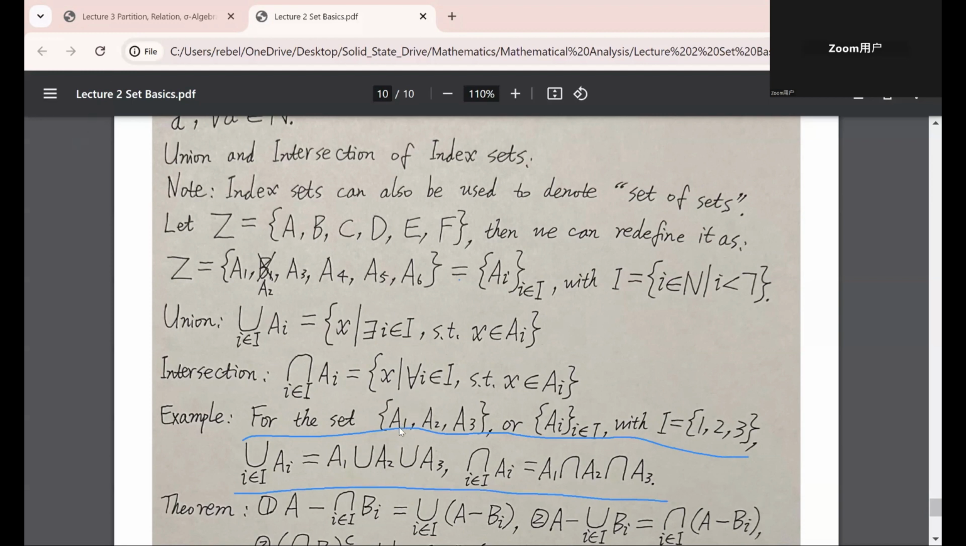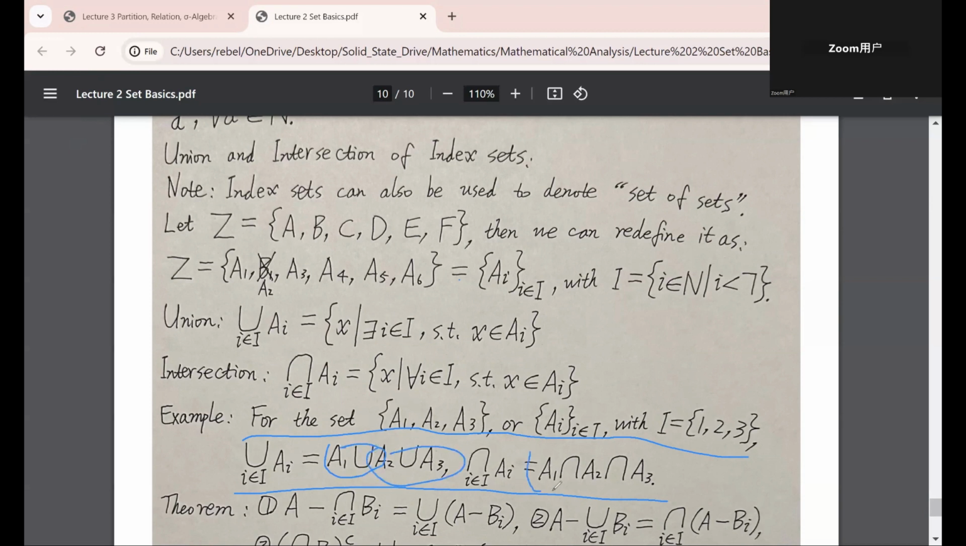So we can say A1, A2, A3, and Ai with i equal to 1, 2, 3, and this is just the union between them, and maybe union with A3.